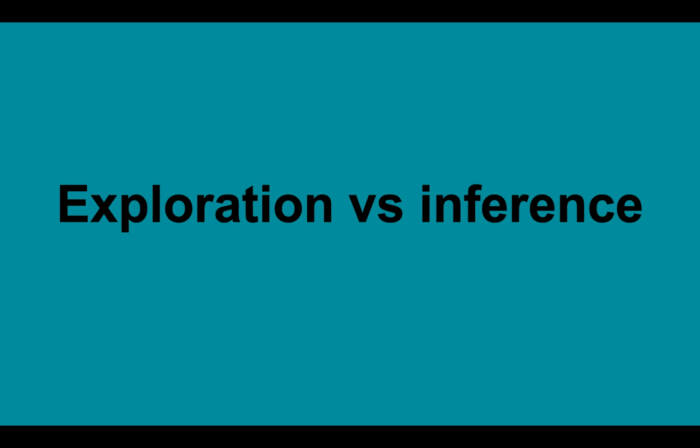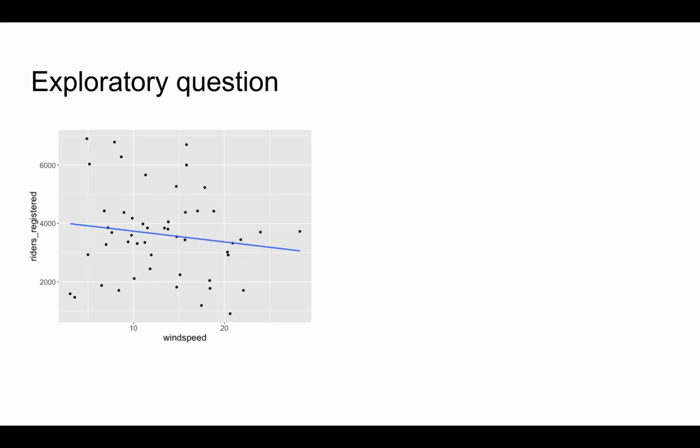In this video, we'll discuss the difference between exploration and inference. As an example, suppose we explore the relationship between the number of bike share riders and wind speed using data on 50 different days. Thus far in this course, we've been answering exploratory questions about what's right in front of our face, that is, the data that we happen to have.